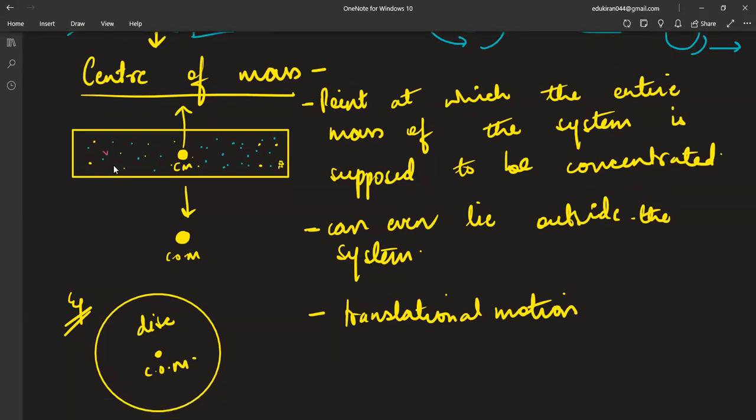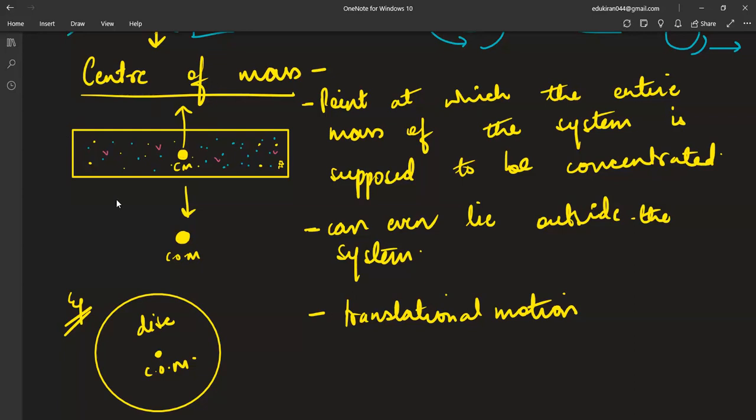This will also have a particular velocity. This will also have a particular velocity. This will also be moving with a particular velocity. So how will you find out the velocity of this? How will you calculate the force on each particle? What will you do in such a case?